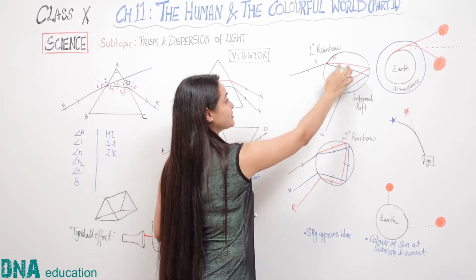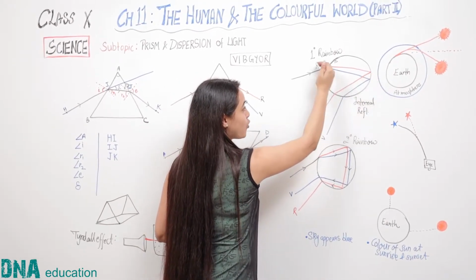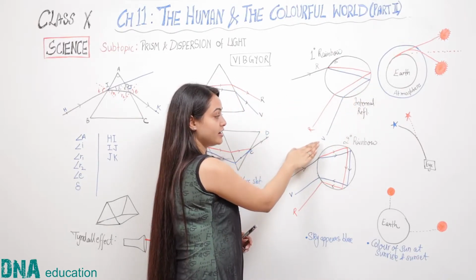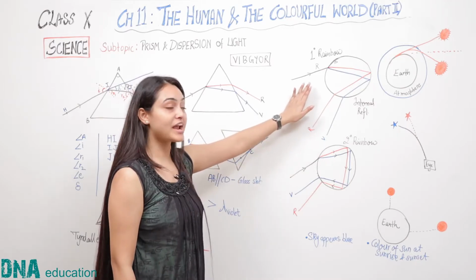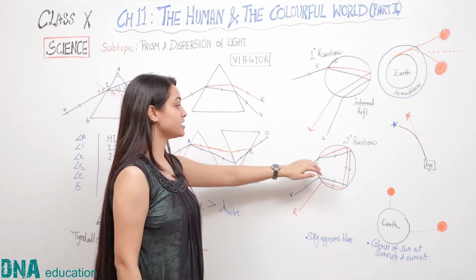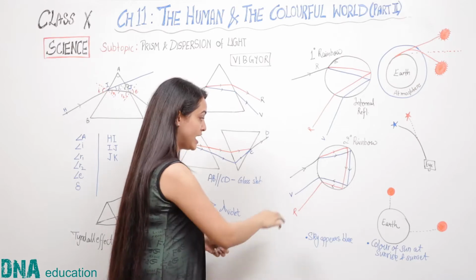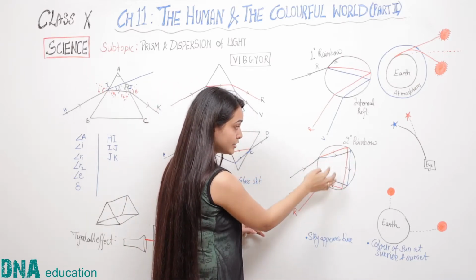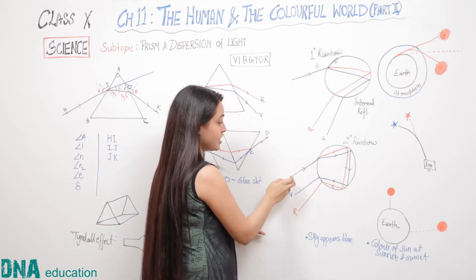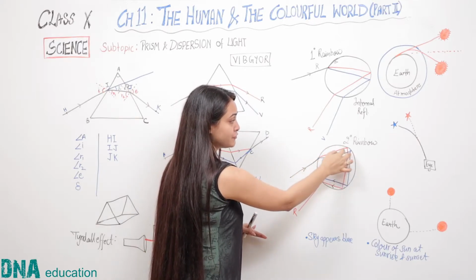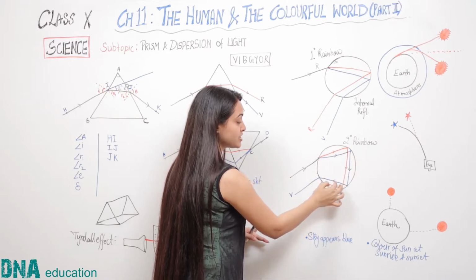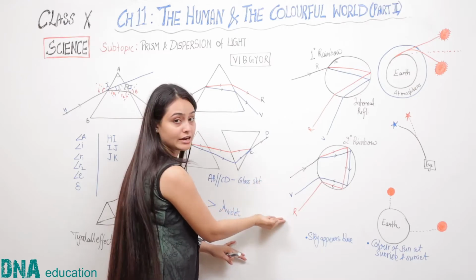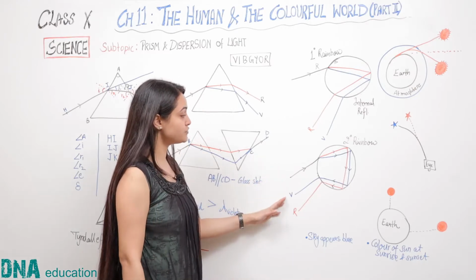Here you can see that the red light is deviated less while the violet light is deviated more. So we get red color above and violet color down. This is a primary rainbow. However, there is another case which is the secondary rainbow. In this case, you can see that the light ray is being reflected twice inside the raindrop. It first refracts, then one reflection, another reflection, and final refraction, and in this case we get violet color above and red color below. This is the case of a secondary rainbow.